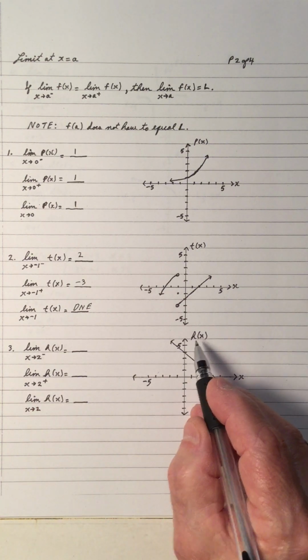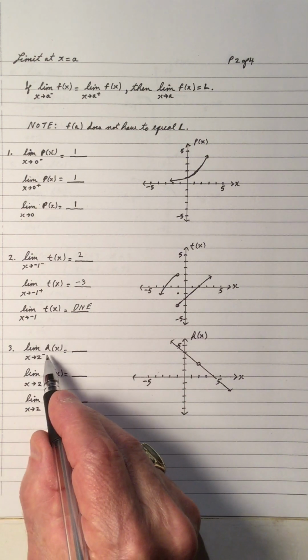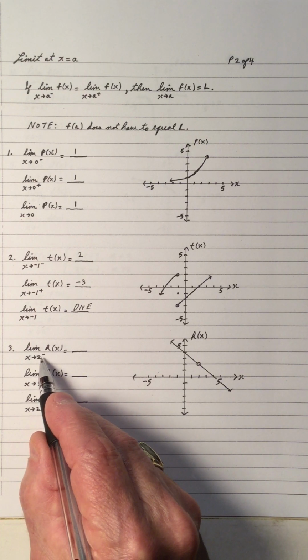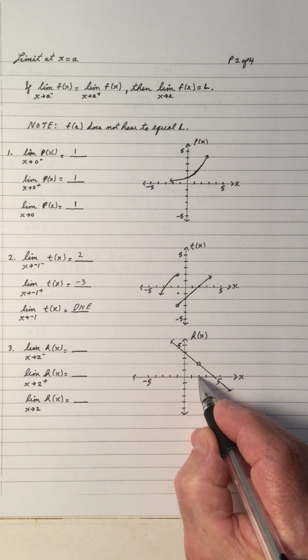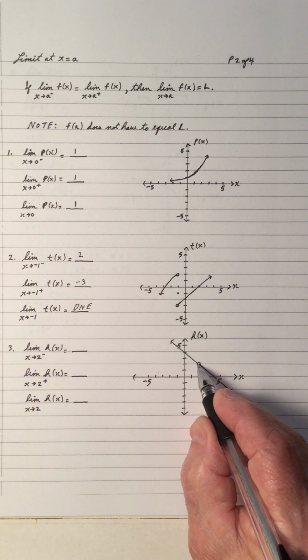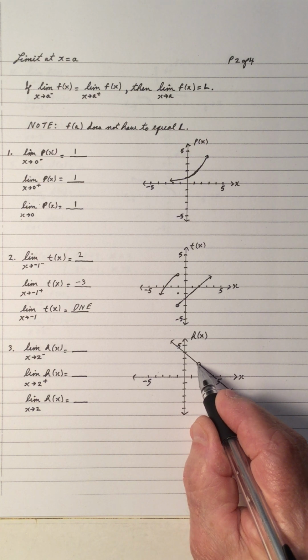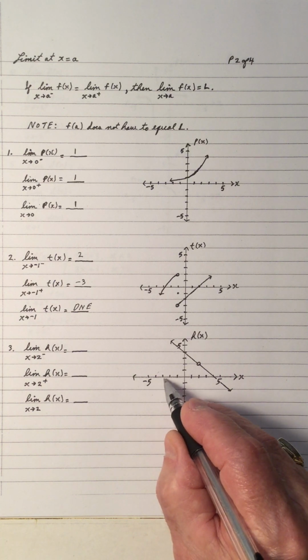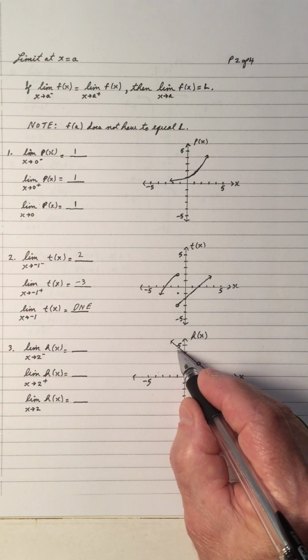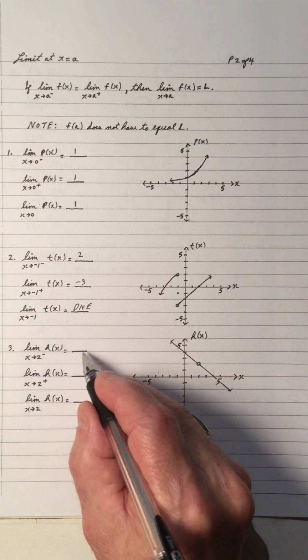And let's look at h of x. h of x as you approach 2 from the left side. So where's 2 at? x is 2 right here. We're approaching it from the left side, so x is coming along here. That means we're going down the graph, approaching 2.